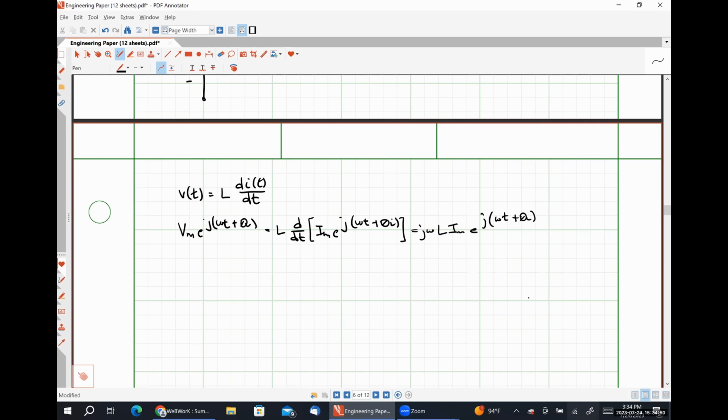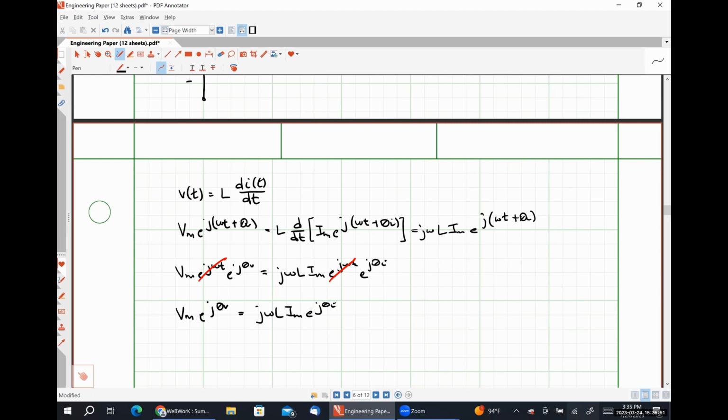I'm going to expand these exponential functions again. So I'm going to have Vm e to the j omega t times e to the j theta v will be equal to j omega L Im e to the j omega t e to the j theta I. And once again, this common factor of e to the j omega t can be thrown away from each side. So this leaves me with Vm e to the j theta v is equal to j omega L times Im e to the j theta I.